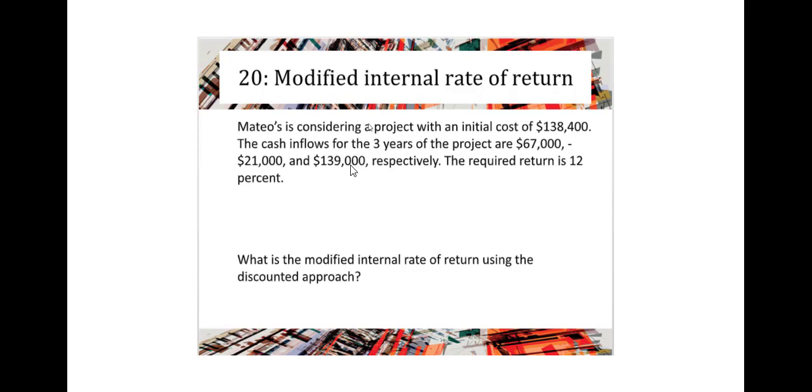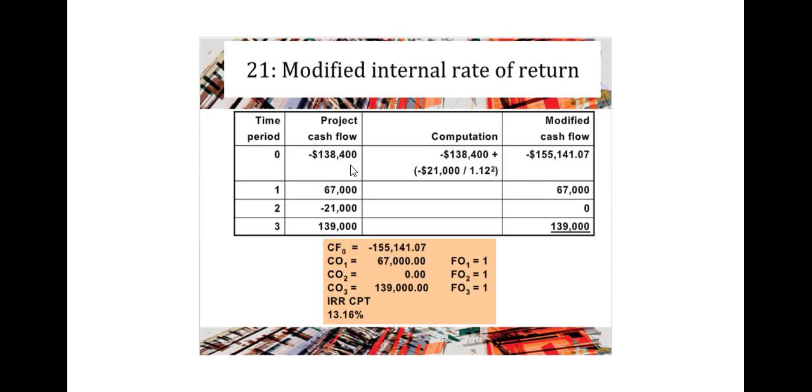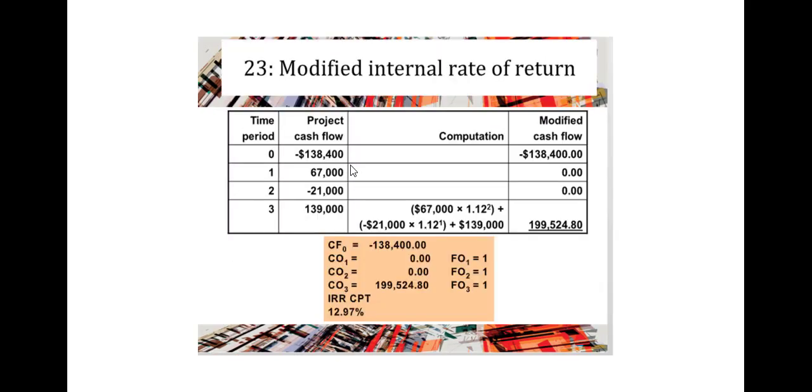And you can use the discount approach and compute the modified rate of return, or you can use the reinvestment approach to calculate the modified internal rate of return. The reinvestment approach compounds all cash flows except the initial investment to the last year of the project. Using this approach, the modified internal rate of return is 12.97%.